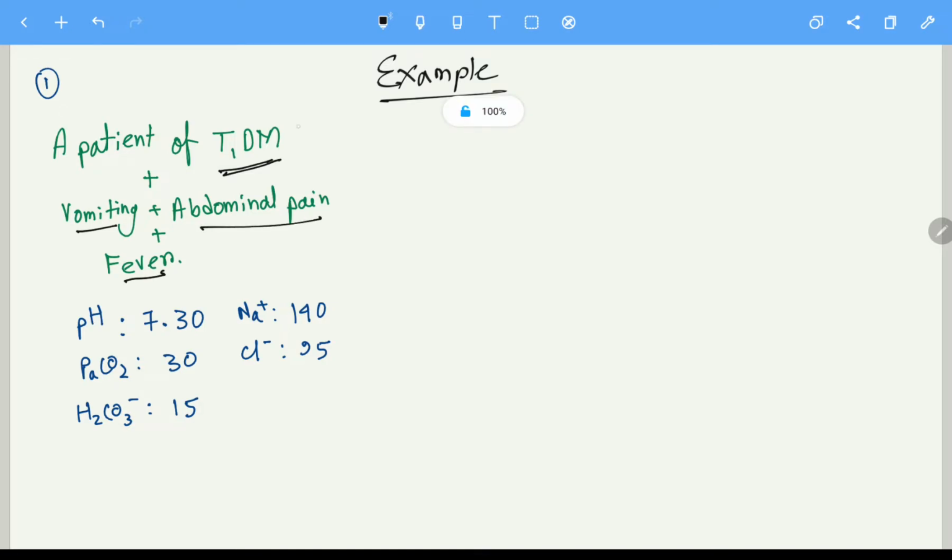Whenever I see a type 1 DM with abdominal pain and vomiting, the only thing that should come to mind is DKA, diabetic ketoacidosis. So let's look at the ABG report. pH is 7.3, which is less, that means acidosis. Carbon dioxide is also less than 35, which means same direction change, metabolic acidosis. Now the next step is calculating the compensation.